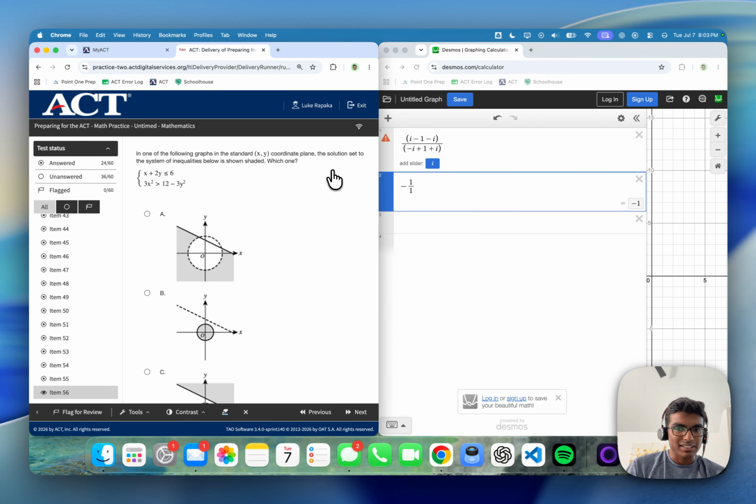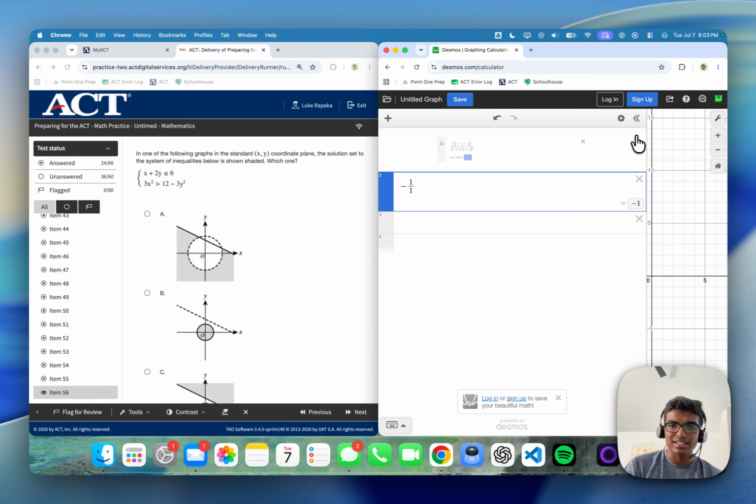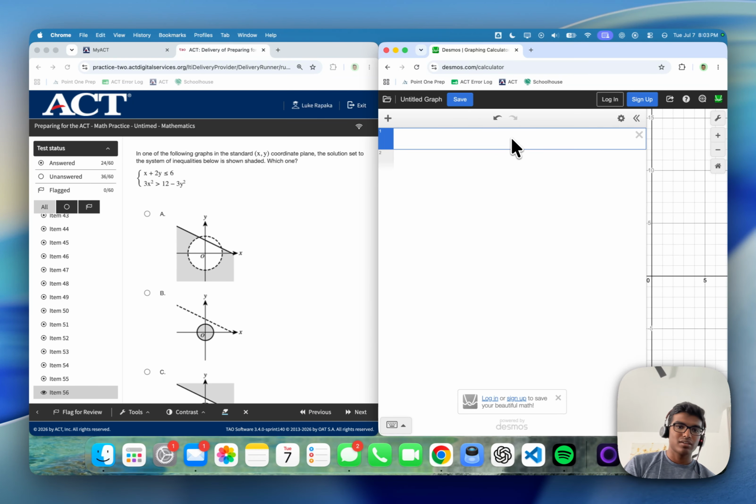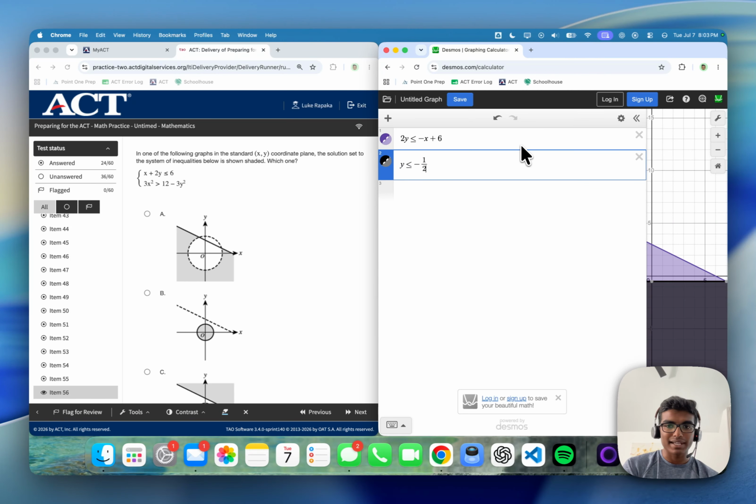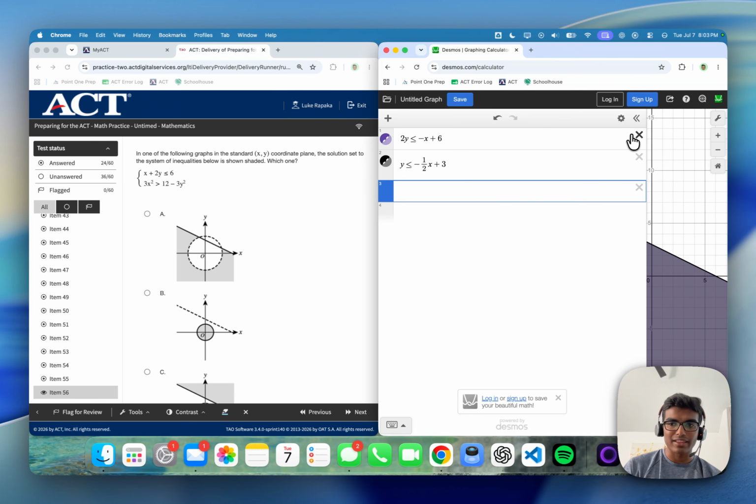Okay, which are the following? Okay, let's get these into standard form. So 2y is less than or equal to -x plus 6. That is the same thing as y is less than or equal to -1/2 x plus 3. Okay, and then I'll get rid of that.